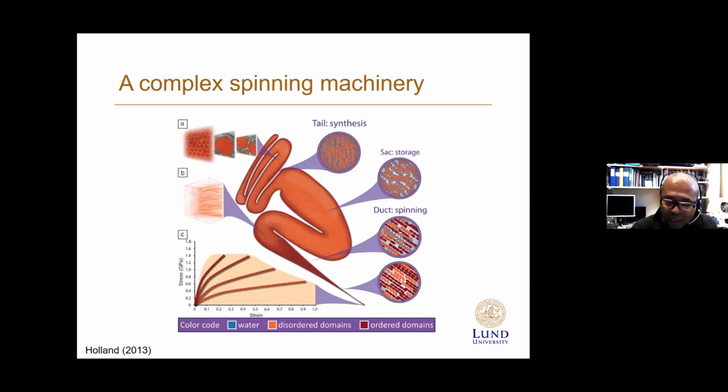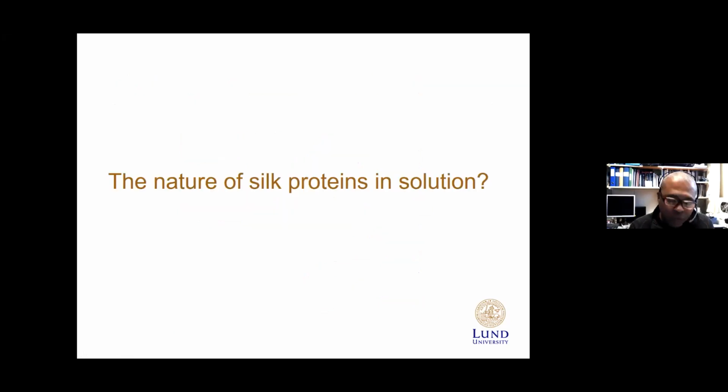properties. And this has been really one of the challenges in the research, which is what is then the nature of these silk proteins in solution? What is it that the animal is doing to this very complex system so that it can manipulate and eventually get the macroscopic properties of interest?